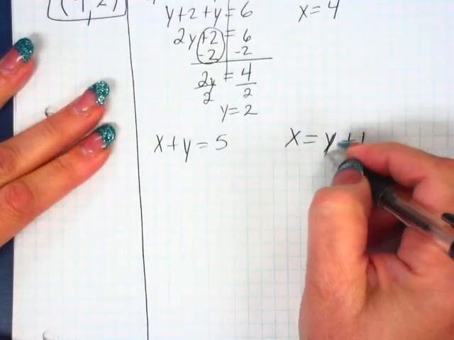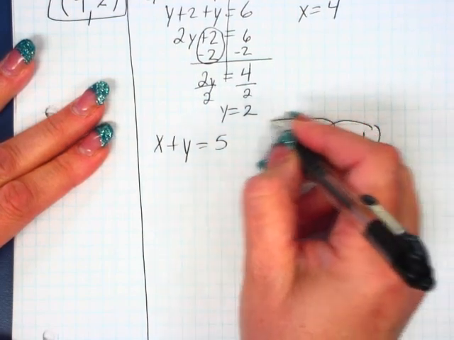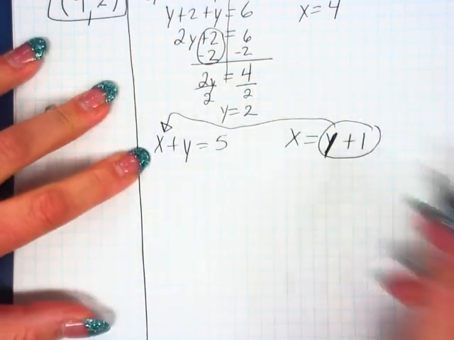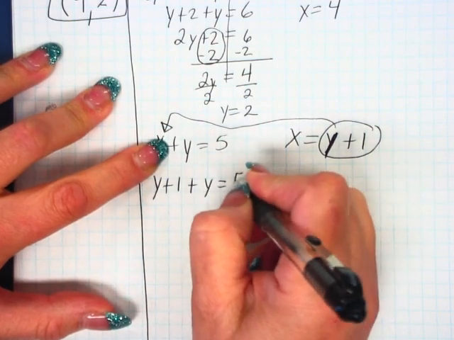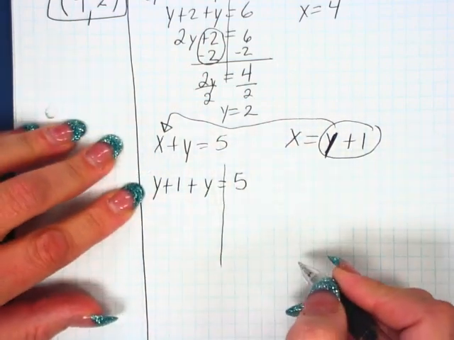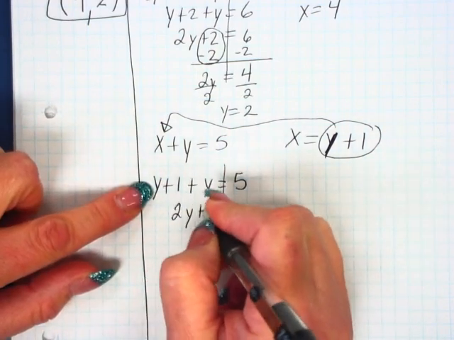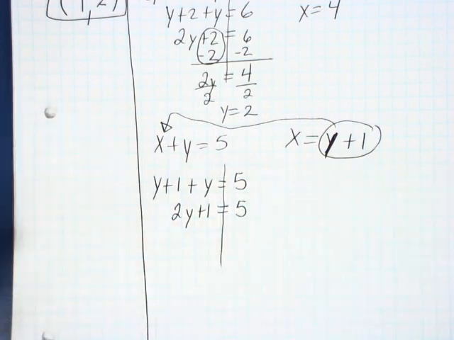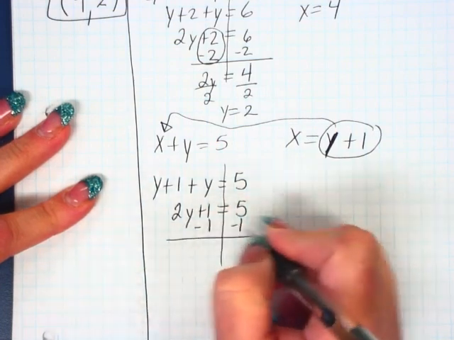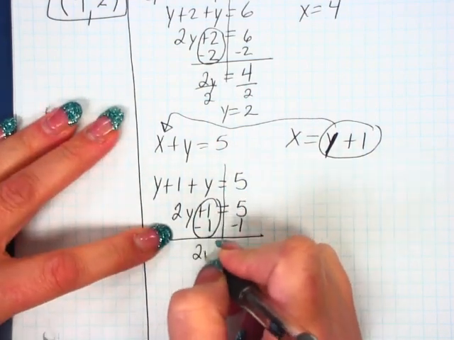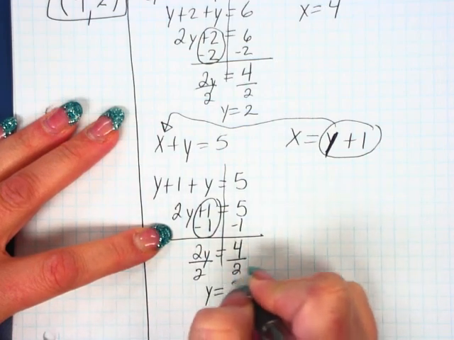Again, this is telling me the other name for X is Y plus 1. So I'm going to take it over here, and in place of the X, I'm going to put the other name. Y plus 1 plus Y equals 5. Solving an equation, remember collecting like terms. 1Y plus 1Y is 2Y. Now addition, subtraction. Got a positive 1. Let's subtract it, and we get a 0 right here. Left with 2Y equals 4. Divide by 2. Y equals 2.